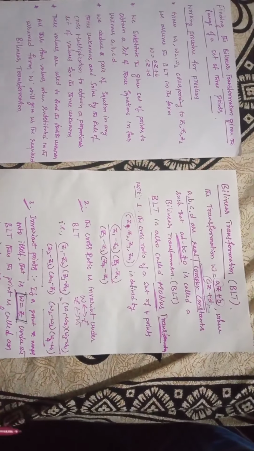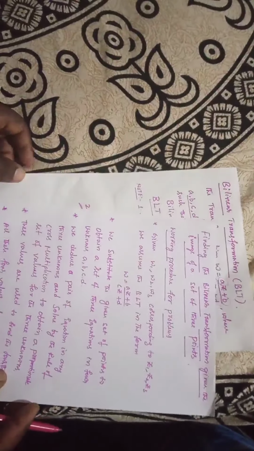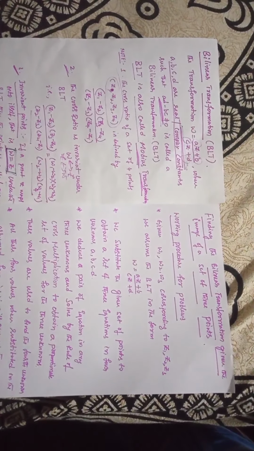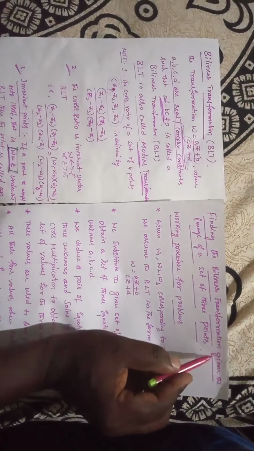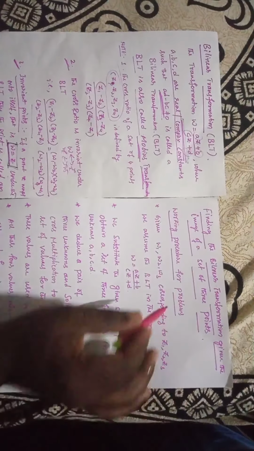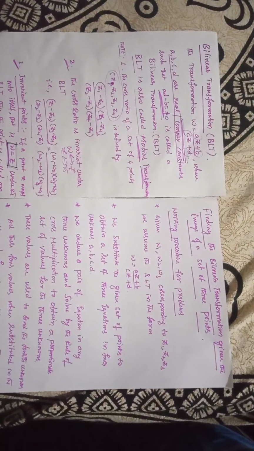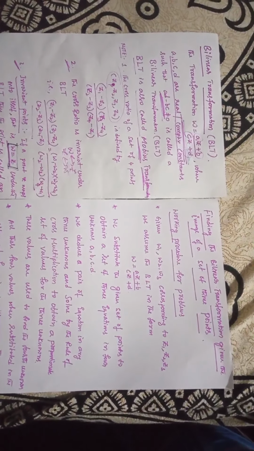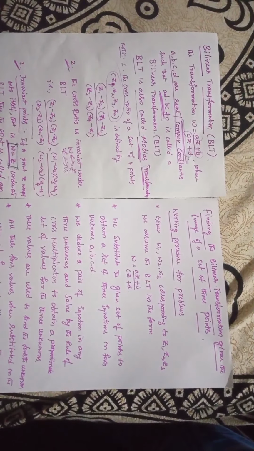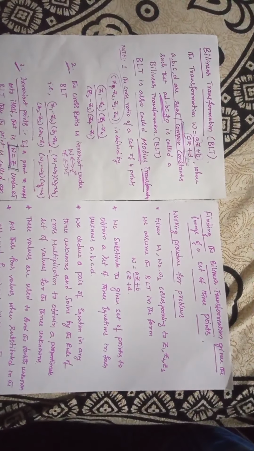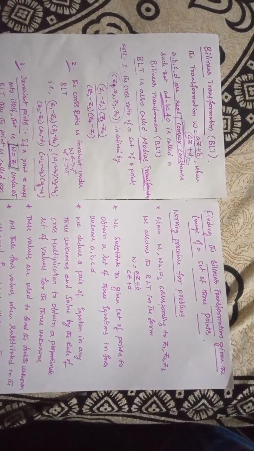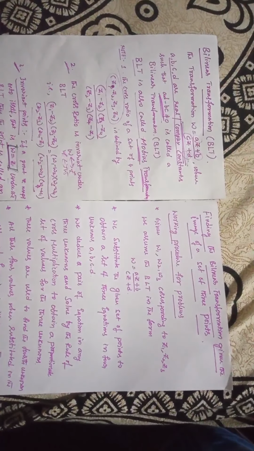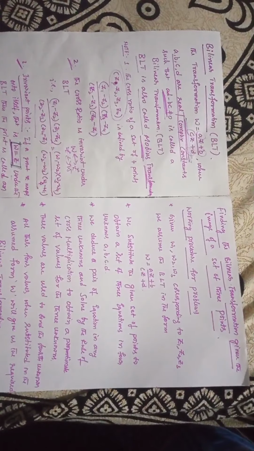Here is a standard procedure. We have a working procedure for problems on finding the bilinear transformation given the images of a set of 3 points. In the problems they give a set of 3 points in the Z plane and the W plane, both. Using that set of points we have to find the bilinear transformation. Here is the working procedure. Listen carefully.